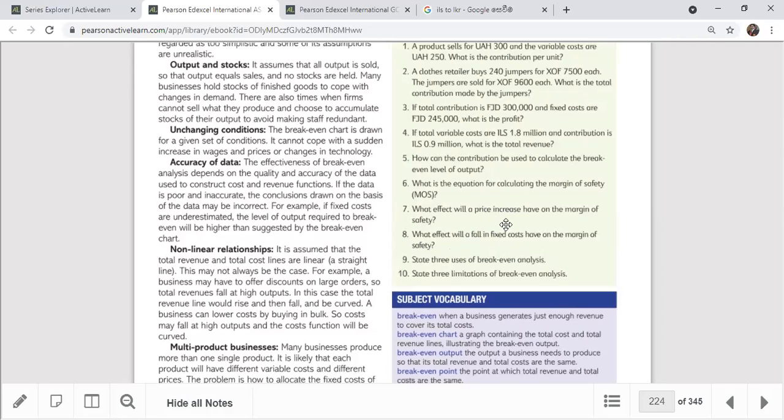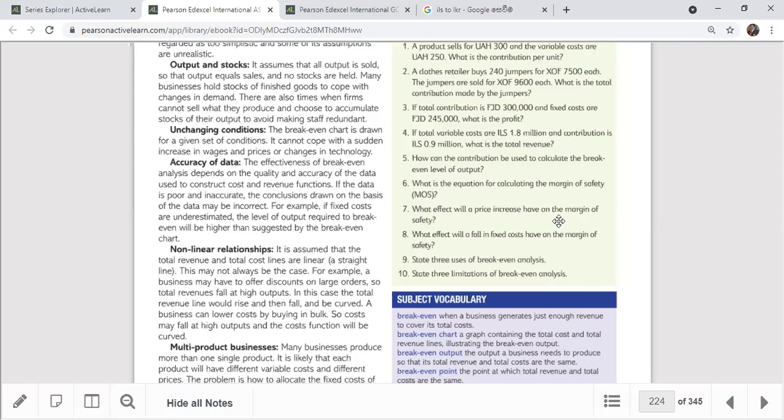Effect of the price increase. When price increases, total revenue increases. When total revenue increases, what happens? The break-even point decreases. Then a decrease in the break-even point means the margin of safety will increase. So therefore there's a positive relationship. If you want to increase the margin of safety, you can increase the sales. Sales price increase means total revenue increase. When total revenue increases, the business can make more profit, so the margin of safety will increase. Keep in mind, between total revenue and margin of safety there's a positive relationship.